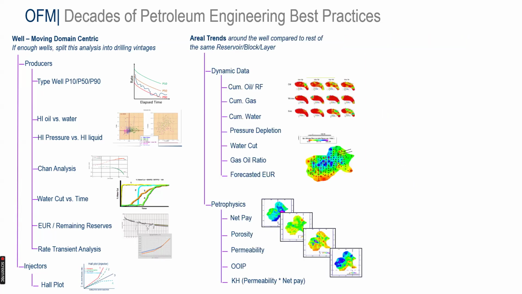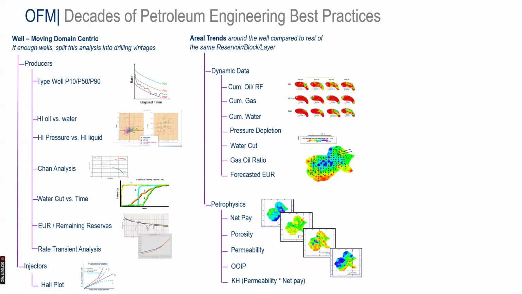For the area level, you can do a lot of trend analysis. You can have a depletion map, a pressure depletion map. You can see your remaining reserve. You can see the water encroachment. You can see your infill drilling maps. You can also see your petrophysical data. You can display in 3D and 2D your thickness map, porosity map, and you calculate original oil in place volumetrically.